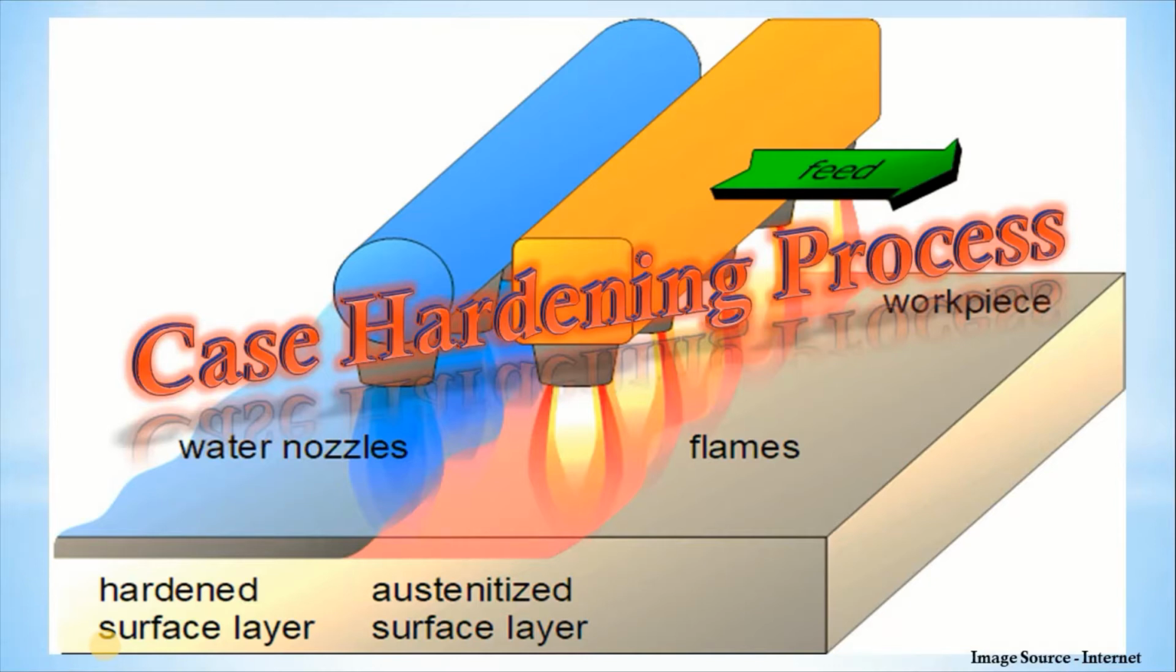In this, case hardening involves packing the low carbon iron within a substance high in carbon, then heating this pack to encourage carbon migration into the surface of the iron. This forms a thin surface layer of higher carbon steel with the carbon content gradually decreasing from the surface.